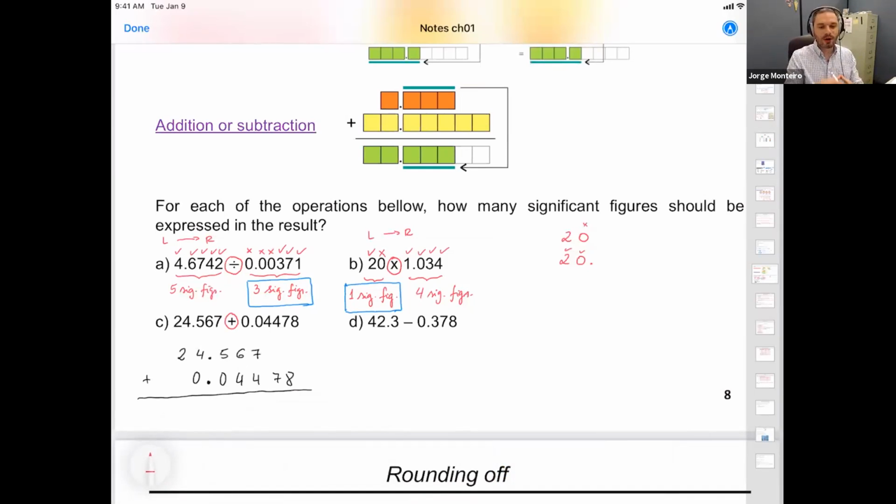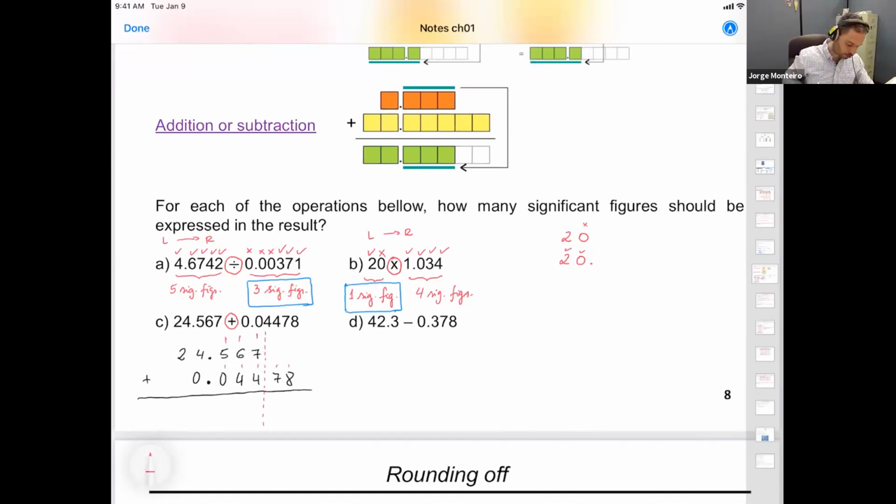And for addition or subtraction, your result cannot have more decimal points than the number with the lowest amount of decimal points. Okay, so we have 1, 2, 3, decimal digits after the decimal point. And for the number below, we have 1, 2, 3, 4, and 5. So therefore, the result is going to be limited by the number at the top.